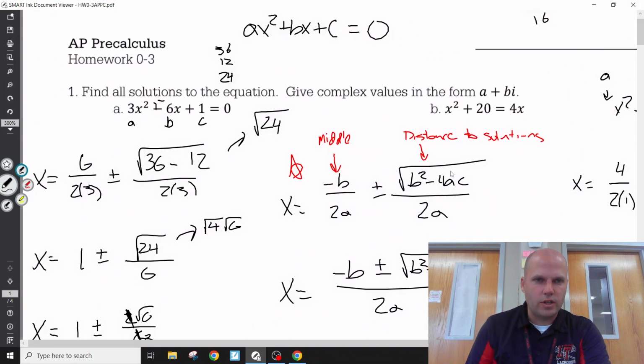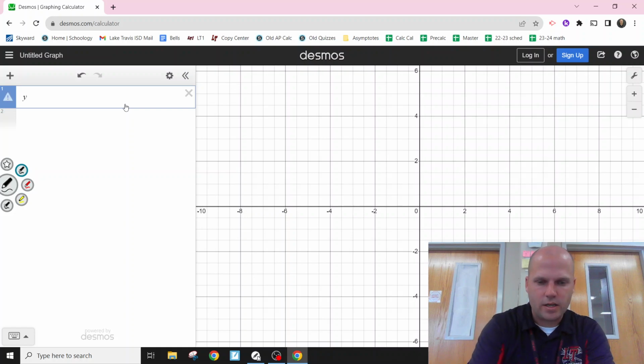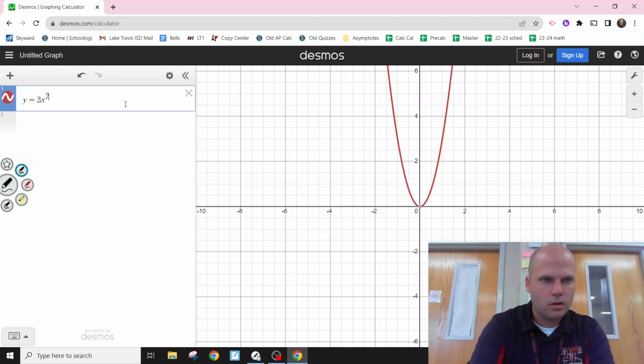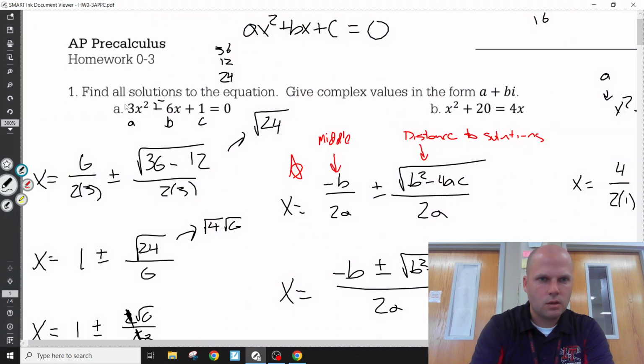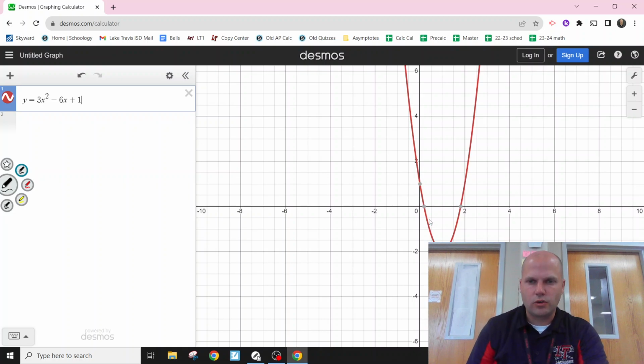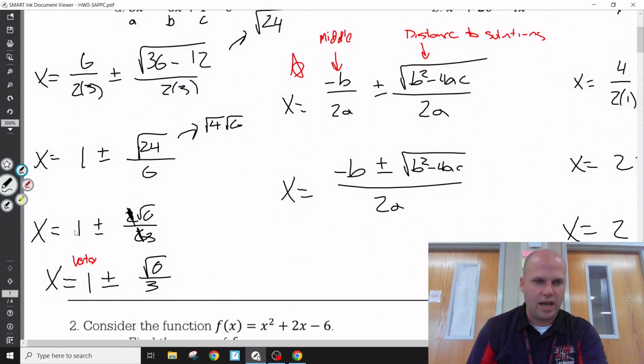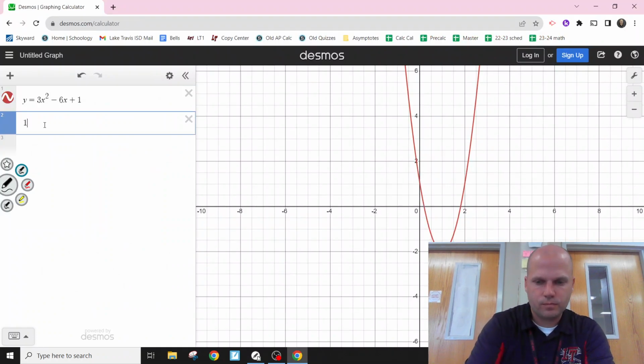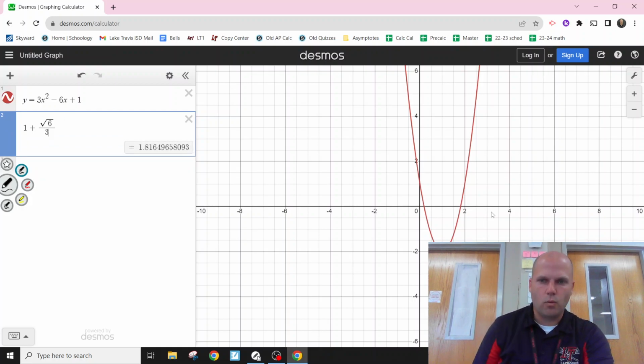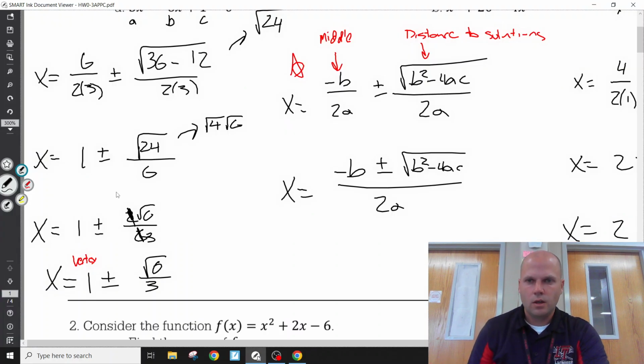And what we can do is literally just graph the equation y equals 3x squared minus 6x plus 1. And you can literally find the zeros, 1.816 and 0.184. You could find the location of the vertex, which is at 1. You can do the work: 1 plus root 6 over 3, you square it, and you get 1.816. So it's like, boom, we just found that. And I know the other one's going to be right.